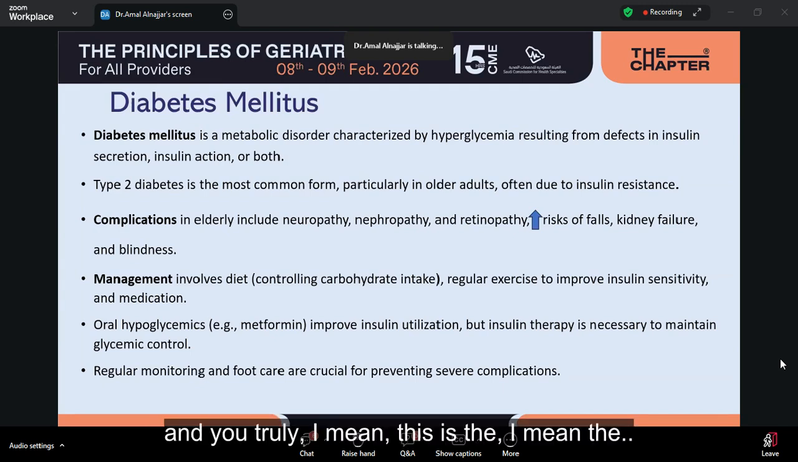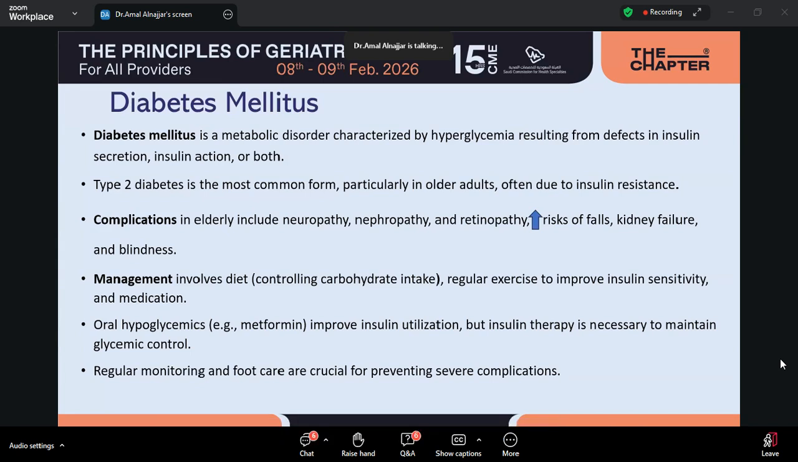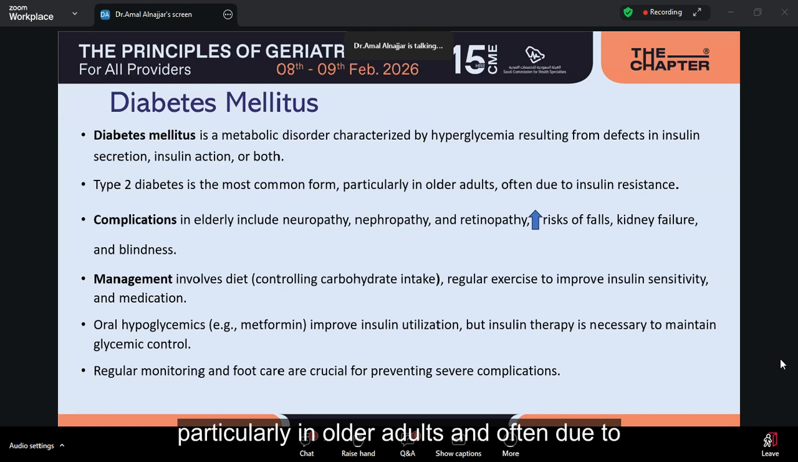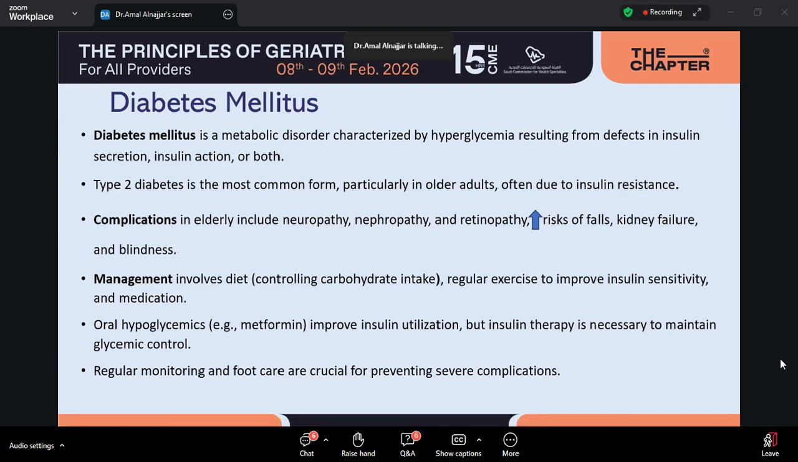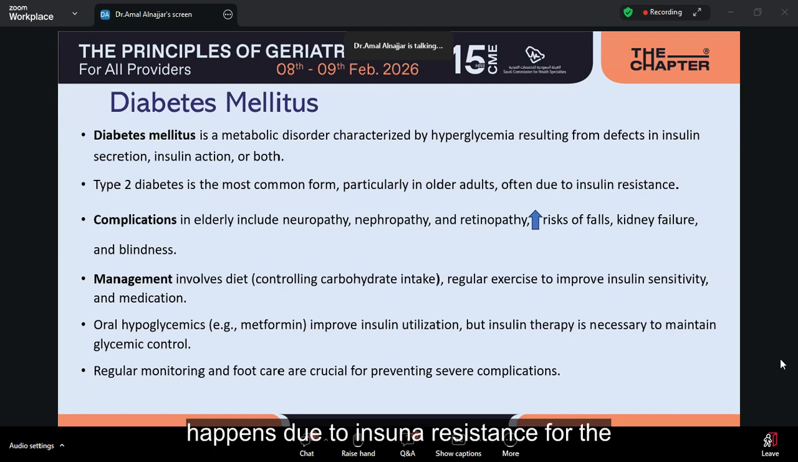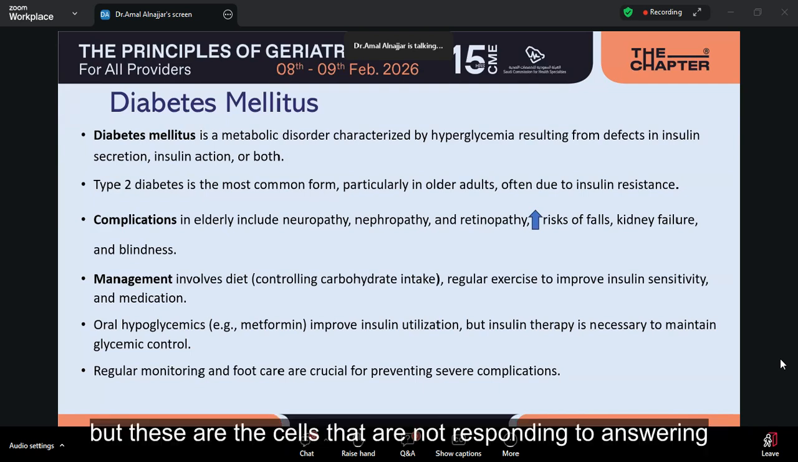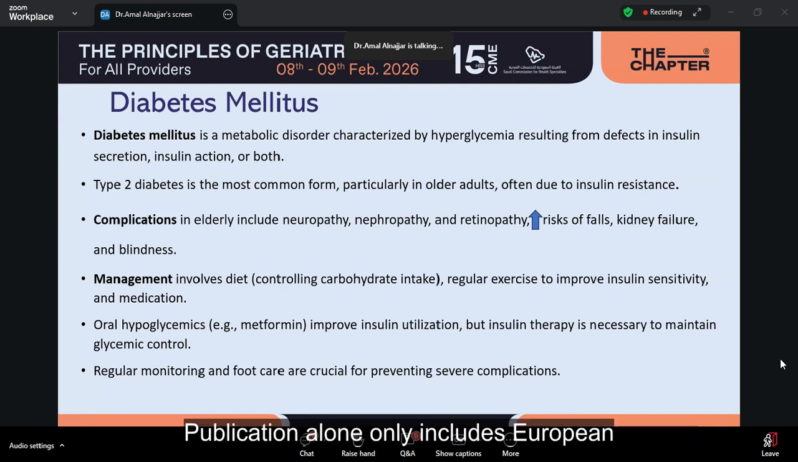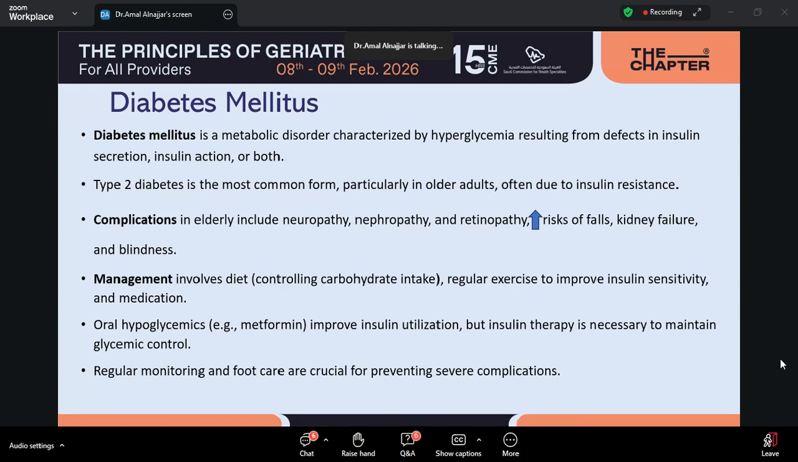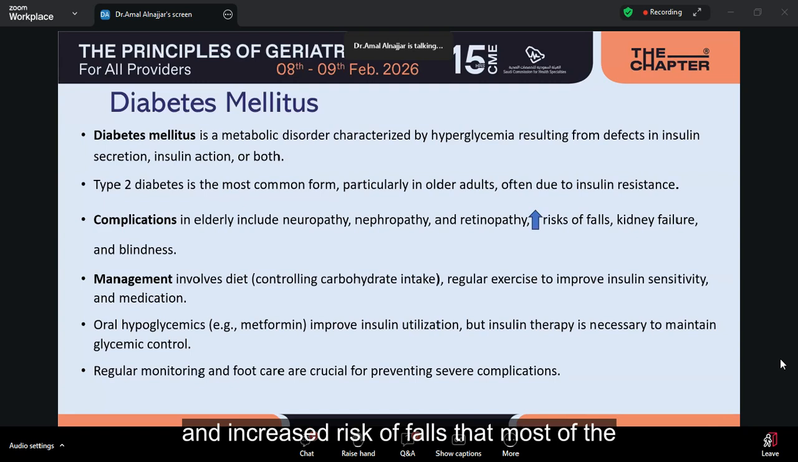and usually this is the dominant form of diabetes, type 2, not type 1, particularly in older adults, and often happens due to insulin resistance, where the body's cells are not responding to insulin. Complications in elderly include neuropathy, nephropathy, and retinopathy, and increased risk of falls.